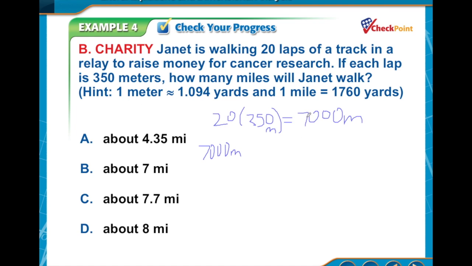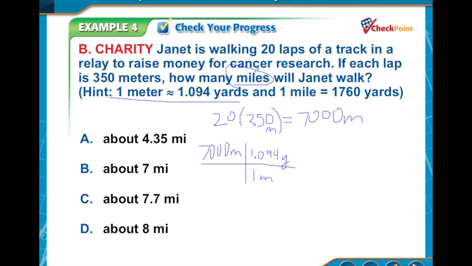Now, how do we get from meters? We want to end up with miles. So we can go from meters to yards here. I know 1 meter is 1.094 yards given here. So if I take the 7,000, I know 1 meter is equal to 1.094 yards. So in other words, if I multiply by 1.094, I'll convert my 7,000 meters into yards. The meter over meter cancels out, so now we have yards.